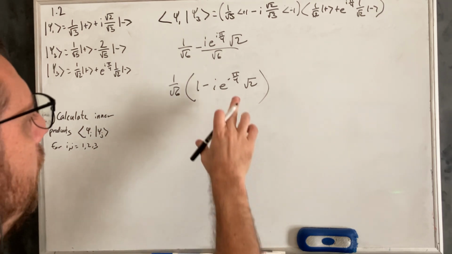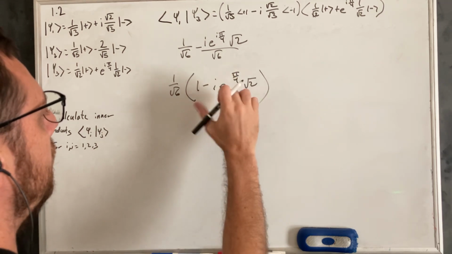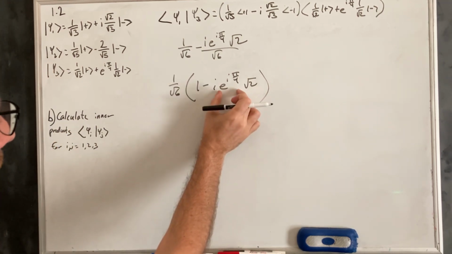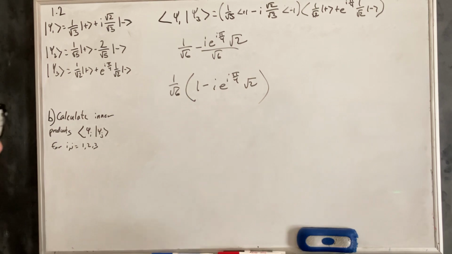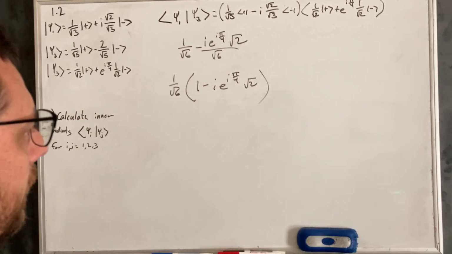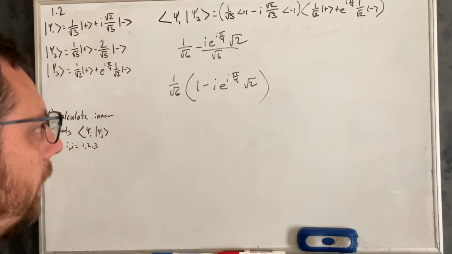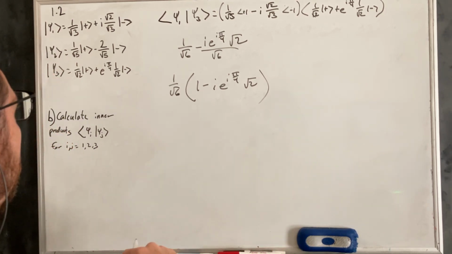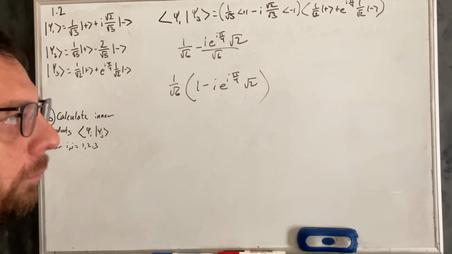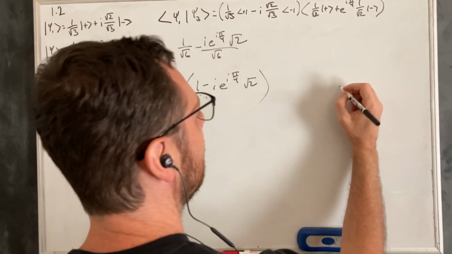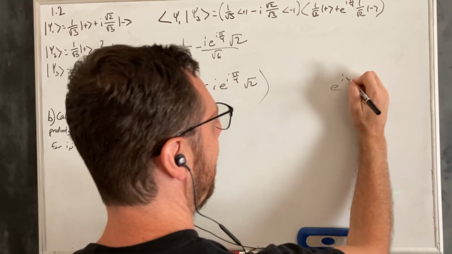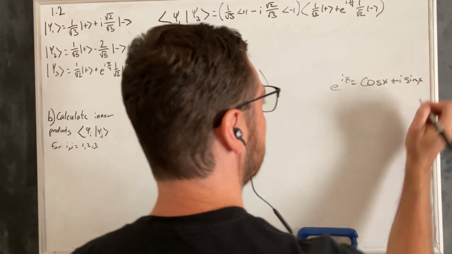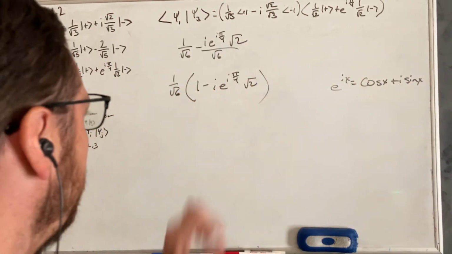So this part right here is problematic, but if you remember, e to the ix is equal to cosine x plus i sine x. If you don't remember that, then go back and look at the 1.1 part 3, I believe it was. But it's Euler's formula where e to the ix is equal to cosine x plus i sine x. Let's go ahead and use that and put that in this place right here.